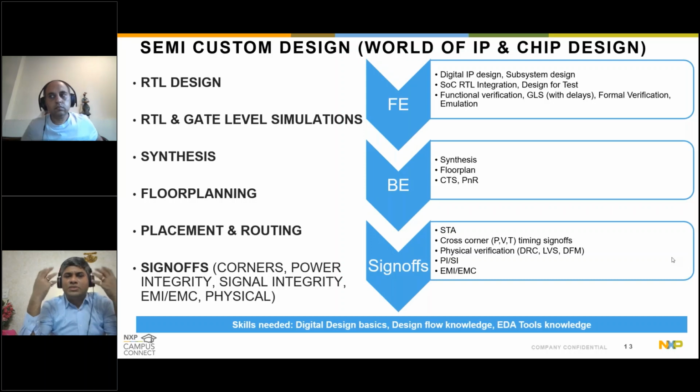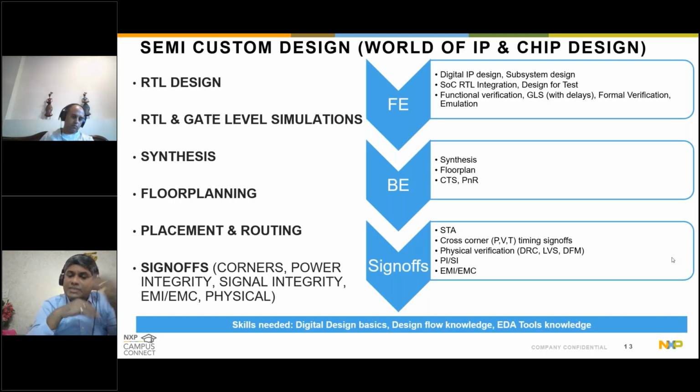Okay? So this is about the semi-custom world. You can imagine the amount of challenges which go into this domain. Each domain that we are talking about comes with its own set of challenges that need to be solved. And the skill sets that we need here are, of course, digital design basics: your combinational logic, your sequential logic, the flip-flops, your setup time, your hold time, the state machines. These are the aspects you need to be aware of in mastering this domain. And then design flow knowledge, because here there is a lot of automation, a lot of dependence on EDA tools, right? So that knowledge will be extremely handy for doing semi-custom. So, PDK, full custom, semi-custom.